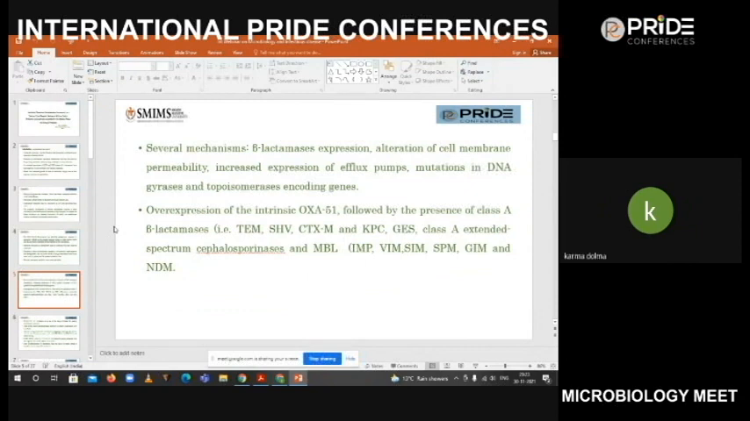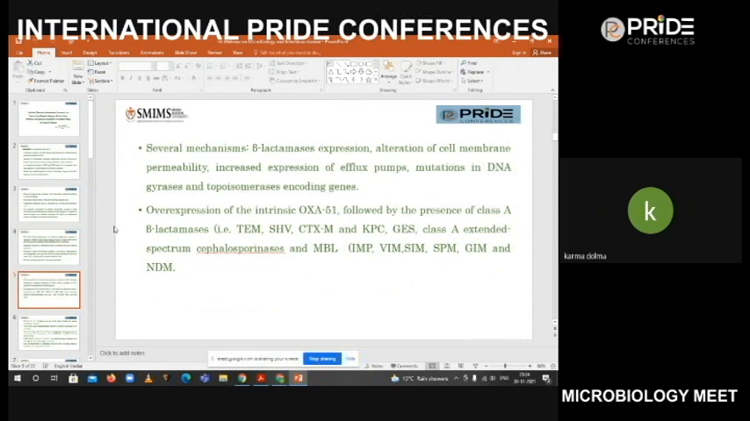There are mechanisms that are associated with the antibiotic resistance, like beta lactamase expression, cell membrane permeability alteration, efflux pump increased expression, or the DNA gyrase mutations that we see, and the topoisomerase encoding genes.